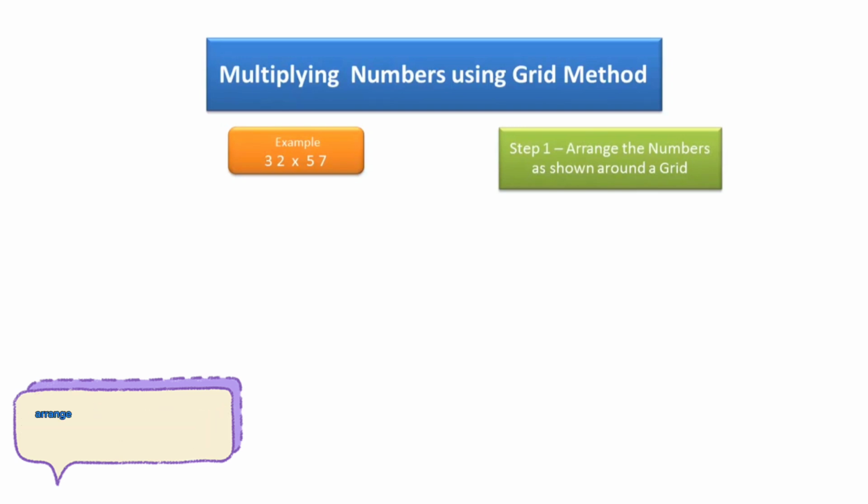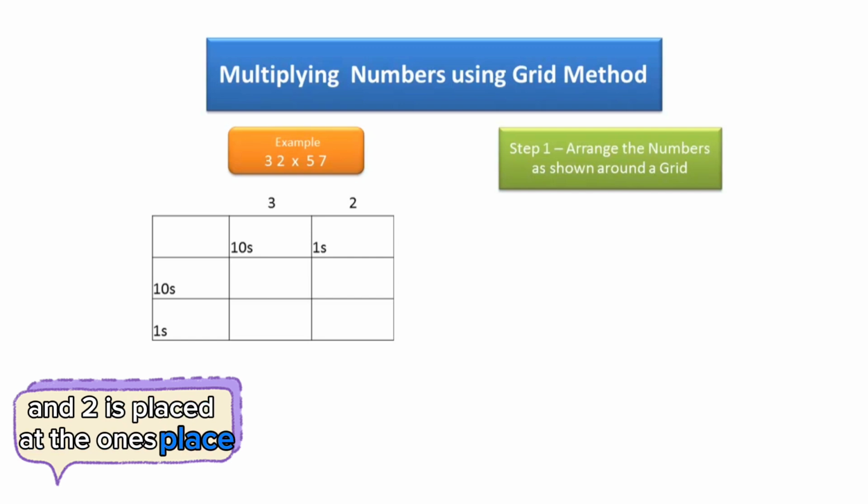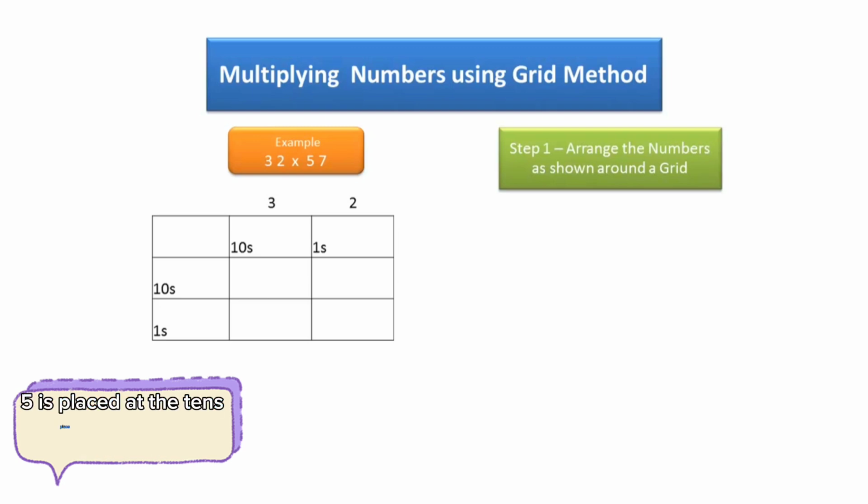Step 1. Arrange the numbers as shown around a grid. So for 32, 3 is placed at the tens place and 2 is placed at the ones place. The same goes with 57. 5 is placed at the tens place and 7 at the ones.